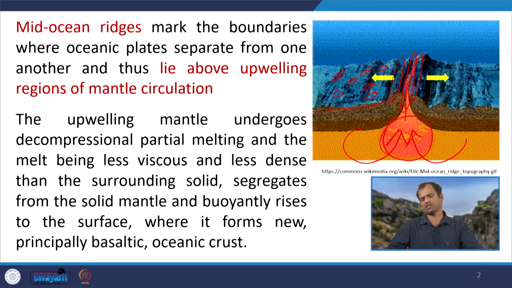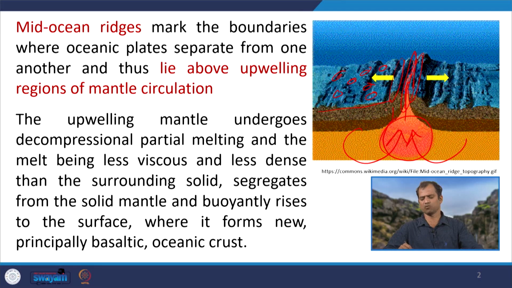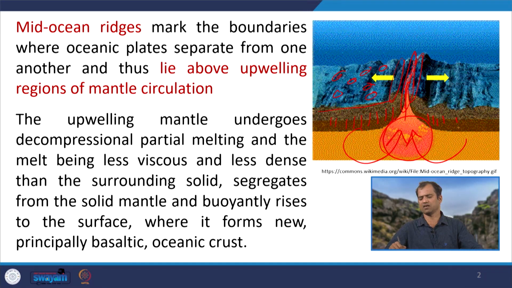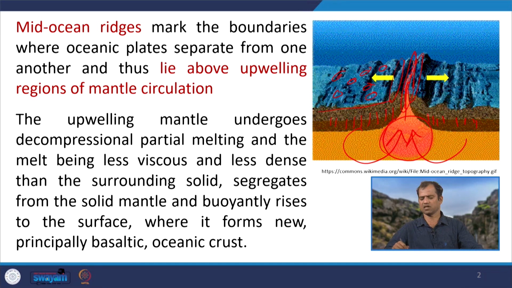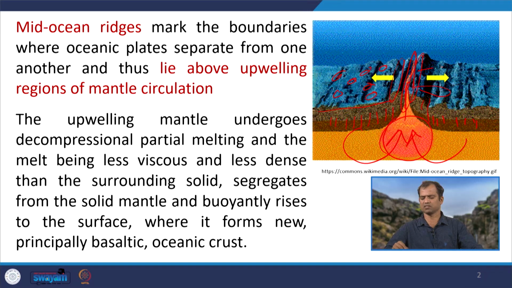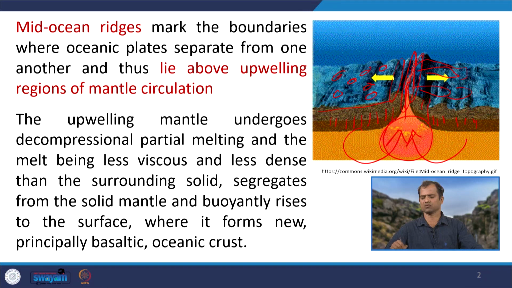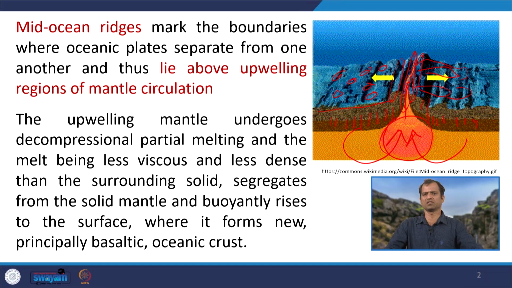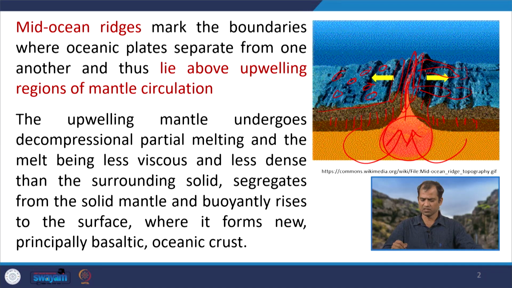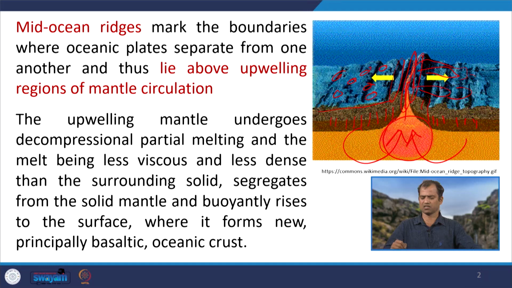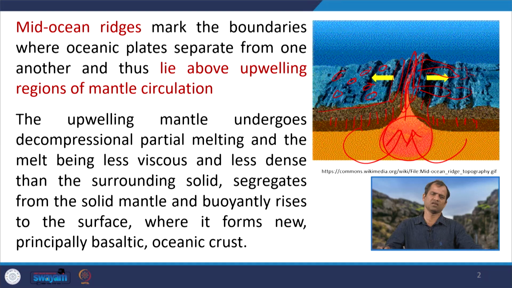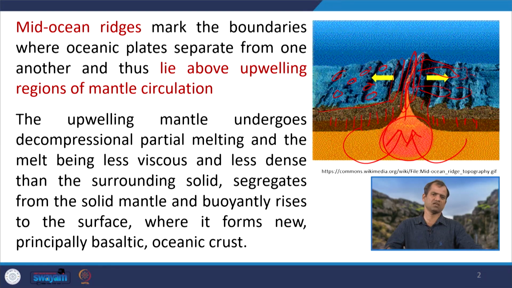Mostly at the slow spreading ridges, the dikes, or the plumbing system, lie below the oceanic crust, and at the fast spreading ridges these dikes are exposed to the surface and the magmatic supply is very high. That is why we get highly disturbed pillow basalt here as compared to the slow spreading ridges, because there the magmatic supply is very low. When one pulse of magmatic supply comes, the pillow basalts are formed and solidified.